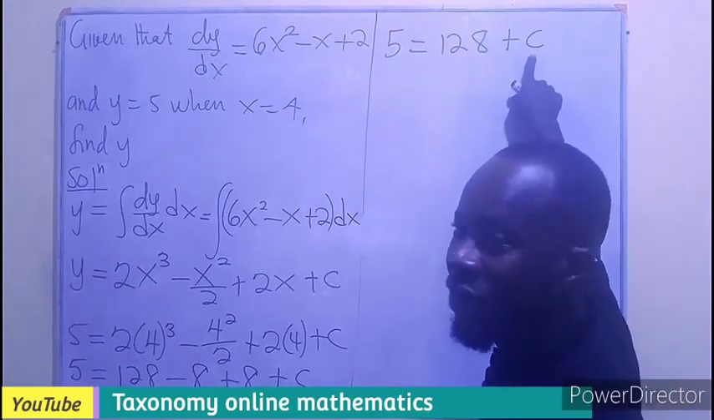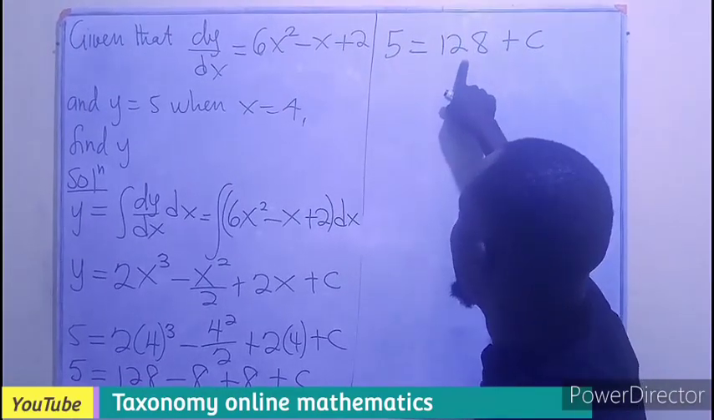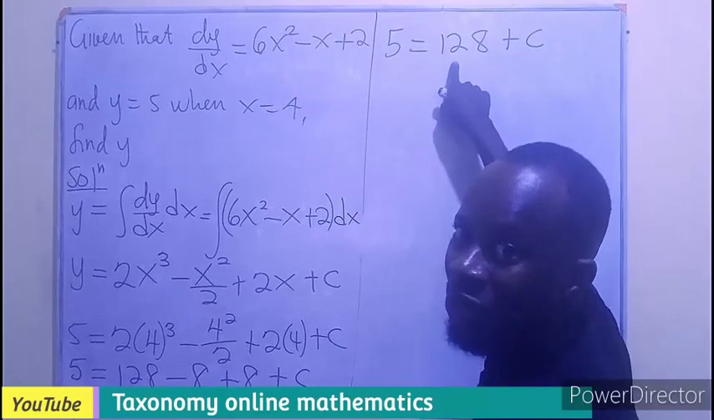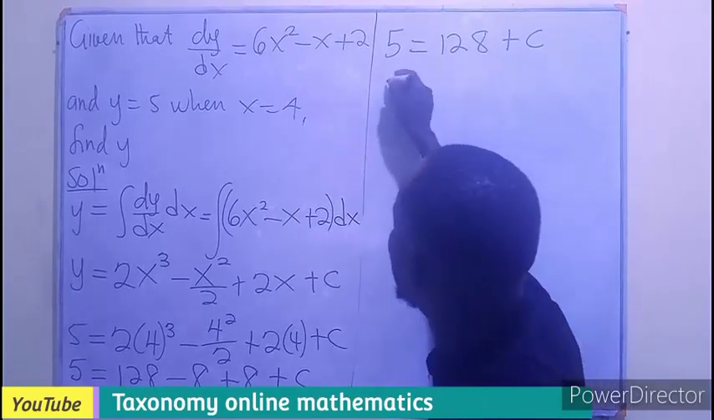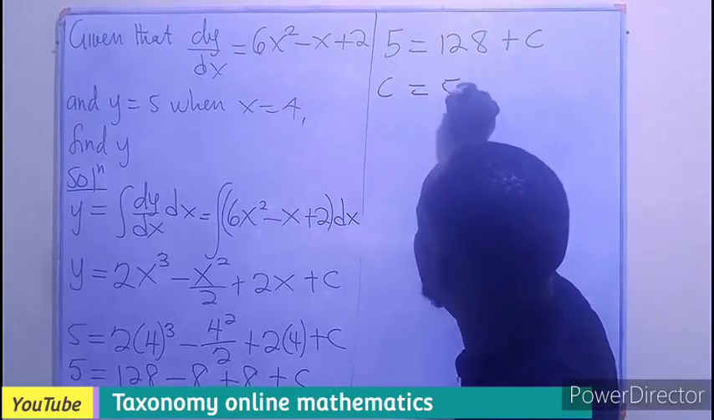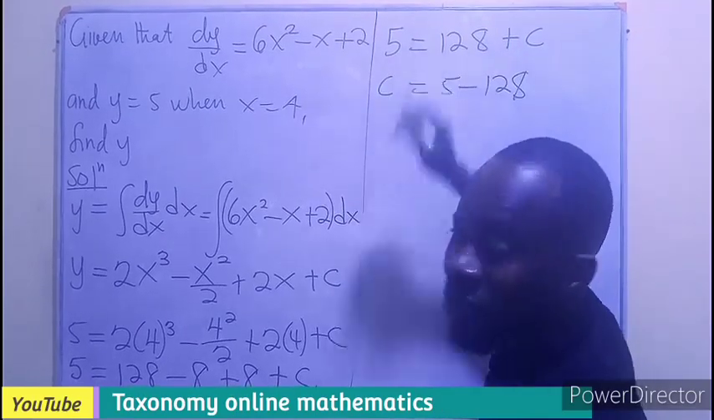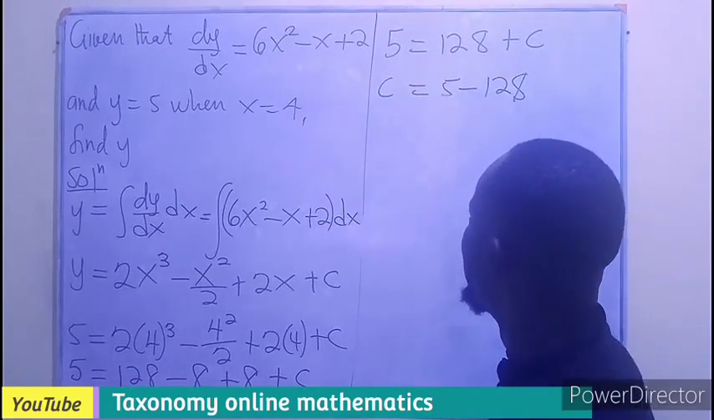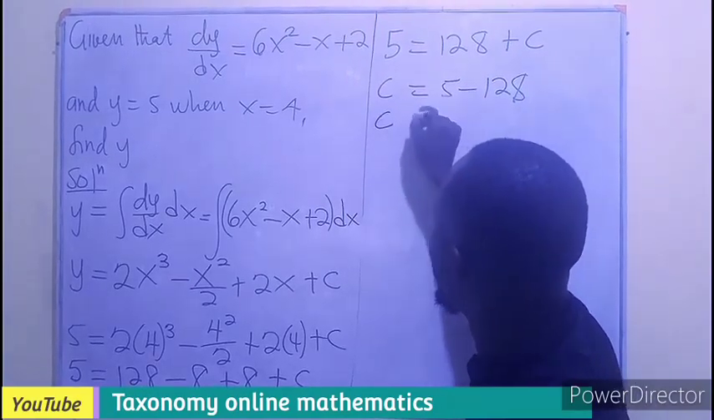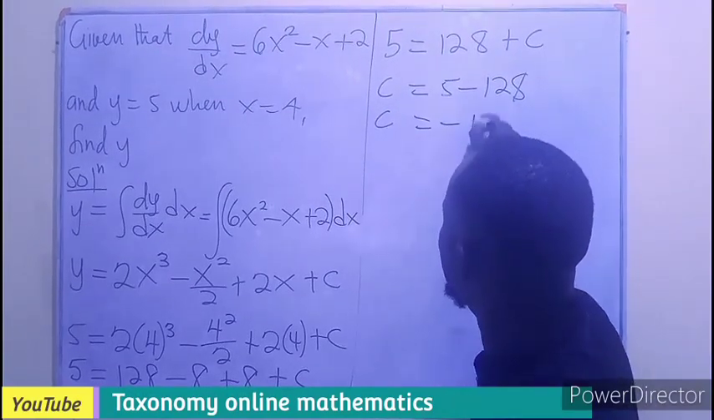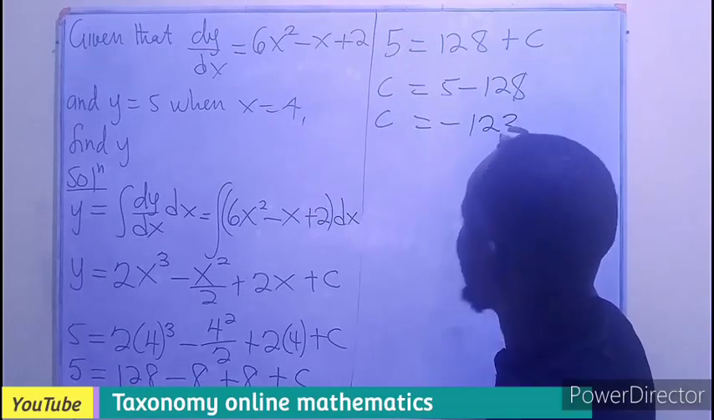But our attention is going to be on the C. That's the unknown variable here. So we subtract 128 from both sides. That gives us C equals 5 minus 128. This will give us C equals negative 123.